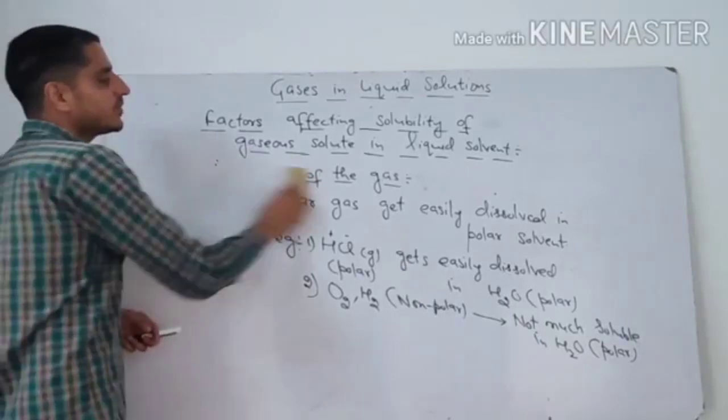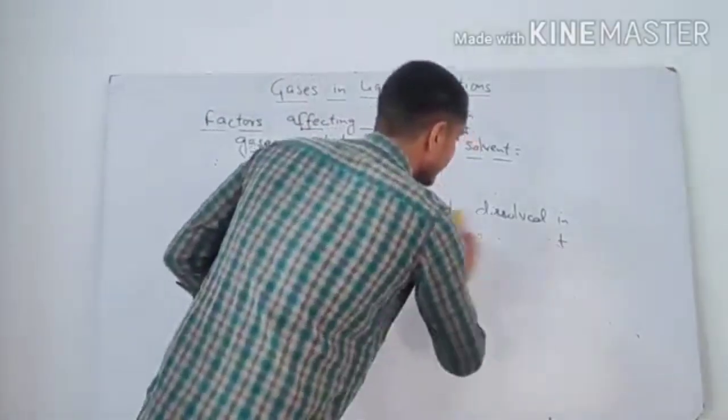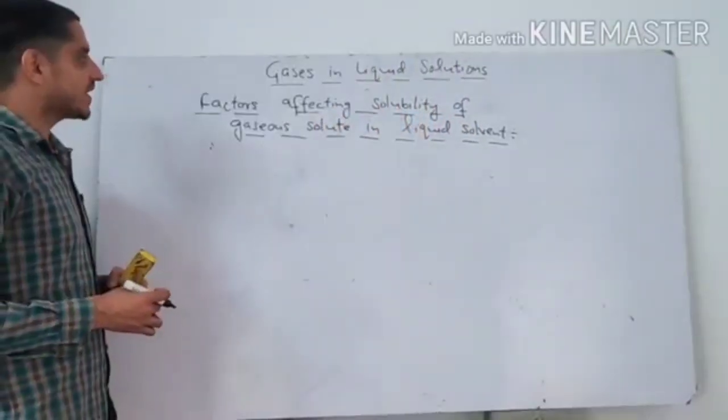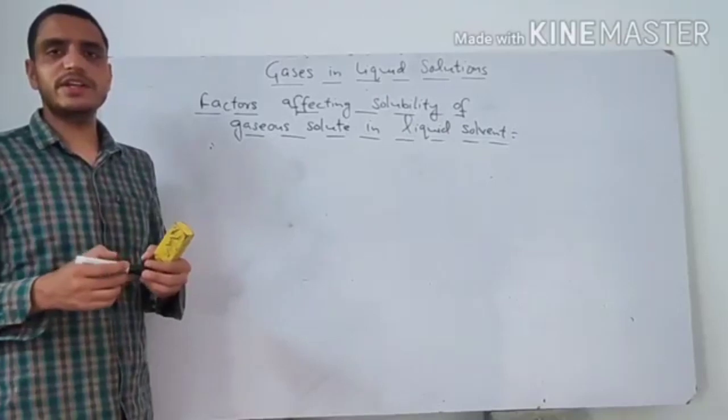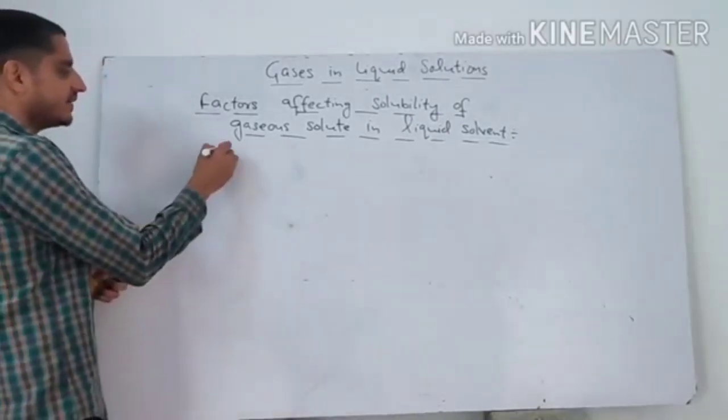Okay, now we will move towards the next factor, that is temperature. Now the second factor on which the solubility of a gas in a liquid depends is temperature.